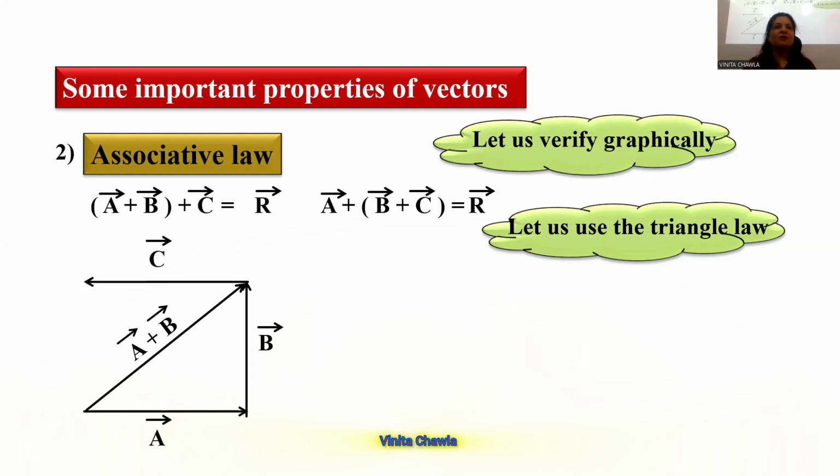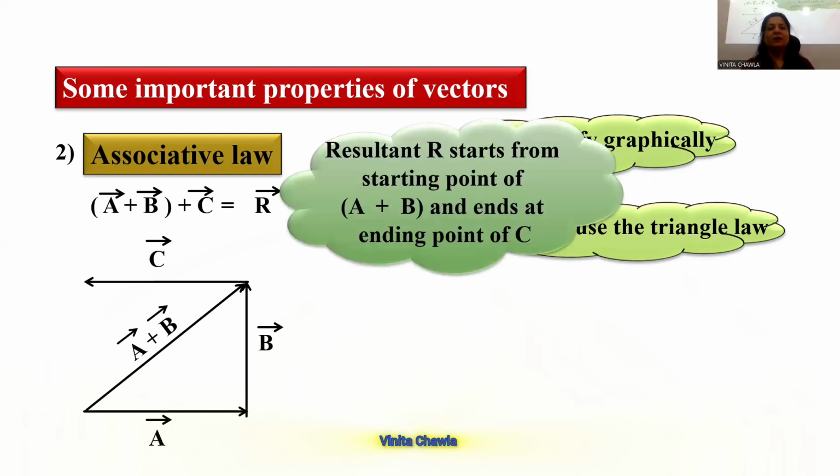Similarly, if we have vector C and we are adding this vector C to vector A plus B, again, we can get the resultant using polygon law of vector addition. We know that. Okay. So the resultant vector will be this. It starts from the starting point of A plus B and ends at the ending point of C. This is the resultant vector. It's A plus B plus C. Clear?